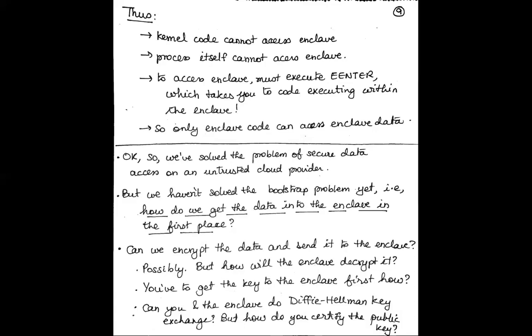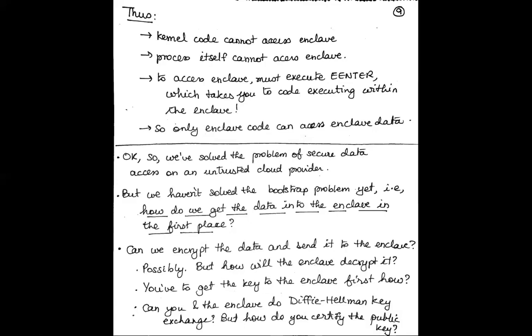So, let's look at some strawman solutions. Can you encrypt the data and send it to the enclave? Maybe you are the client, you're going to encrypt it somehow and send it to the enclave. So the answer is possibly, right? You can probably send the data if you have some way of decrypting it in the enclave. Now, to decrypt it, the enclave must have the corresponding key. But how do you get the key to the enclave? You cannot give the key in the clear to the enclave, because if you give it in the clear, the cloud provider can observe it and therefore decrypt any encrypted data you send as well.